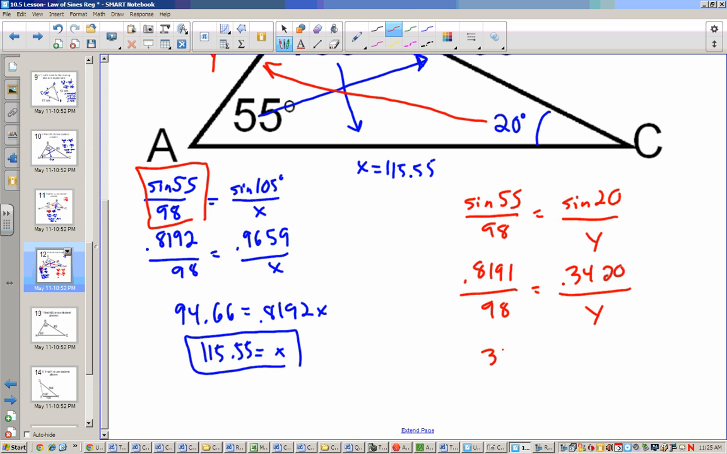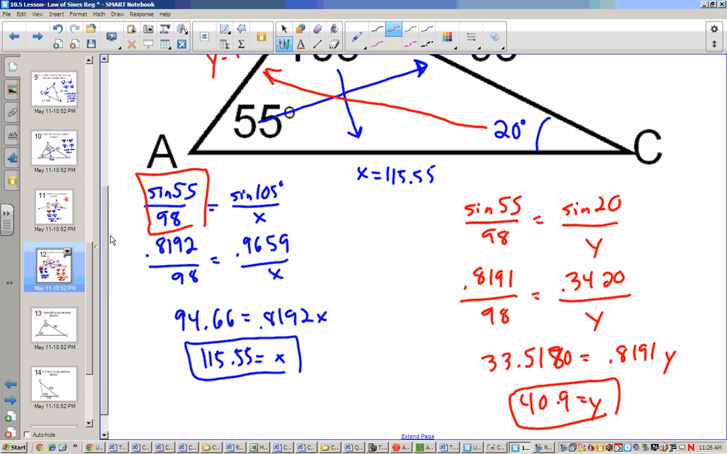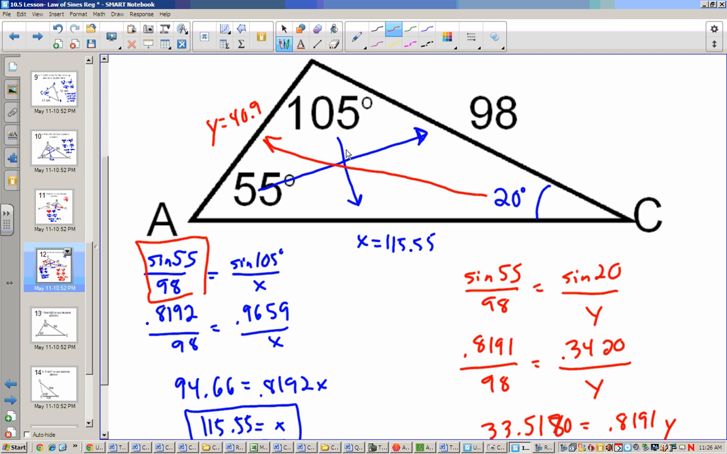Cross multiply, and I have 33.51797, so 79, almost 0.80 if I round it, is 0.8191y. So now I have to divide by 0.8191 to get a value of 40.9 for my y. So I go back up here, and now I have 40.9. So now I have all three sides and all three angles, and that's our goal for level 3.